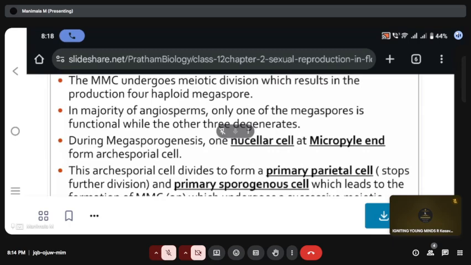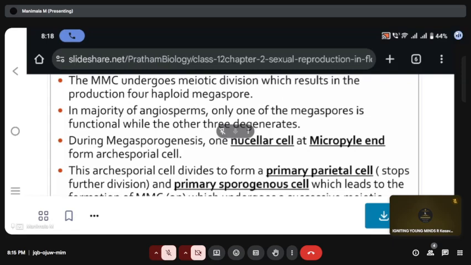And sometimes what happens to the archesporial cell, does it undergo division or change directly? In some angiosperms, it does not undergo division. The archesporial cell formed towards the micropylar region directly acts as the megaspore mother cell. Now the megaspore mother cell undergoes what division? Ma'am, reduction division, that is meiosis.